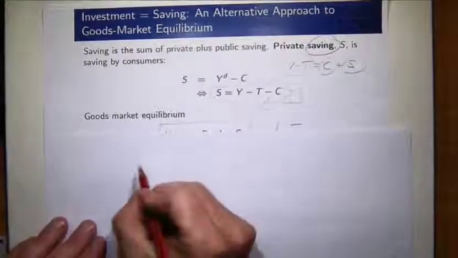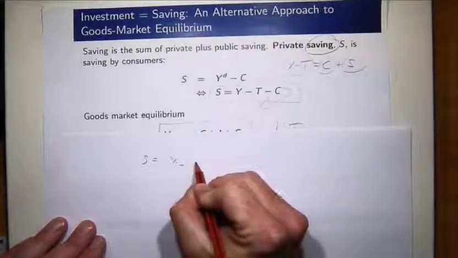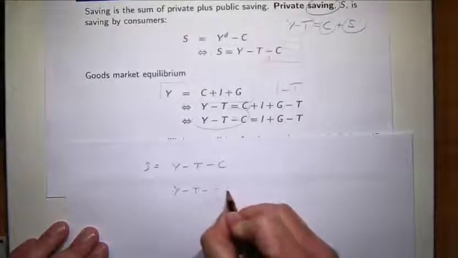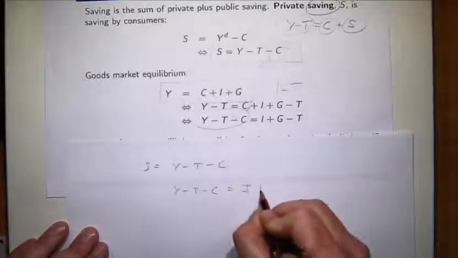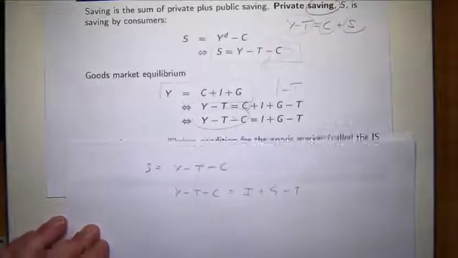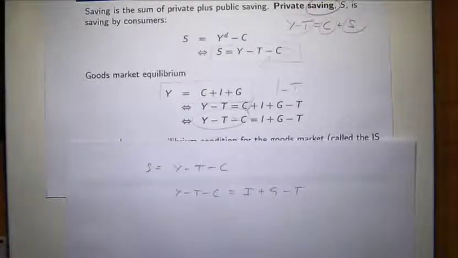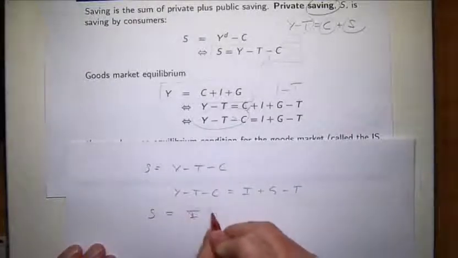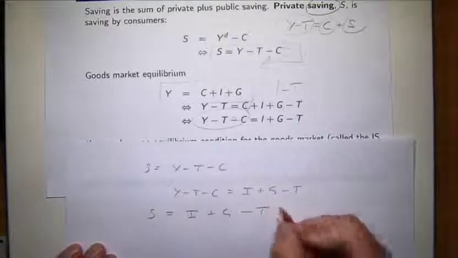Okay. So I have S equals Y minus T minus C, and Y minus T minus C equals I plus G minus T. Okay, so I have two equations, and the reason why I have rewritten everything is that I have here and here the same expression. Okay, so if this holds, I know that S has to be equal to I plus G minus T.